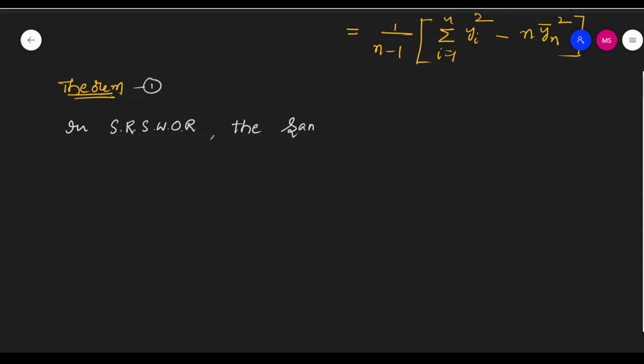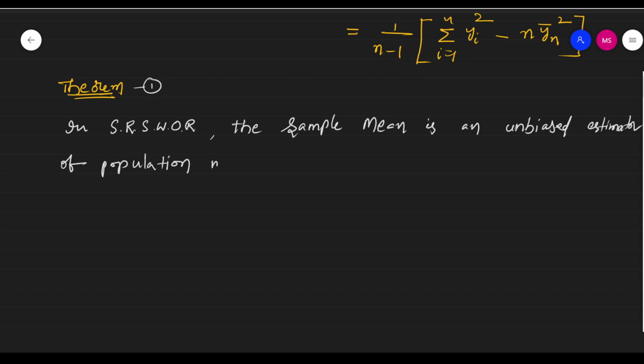The sample mean is an unbiased estimator of the population mean. So in simple random sampling without replacement, the sample mean is an unbiased estimator of the population mean. Okay, so this is the statement of the theorem.